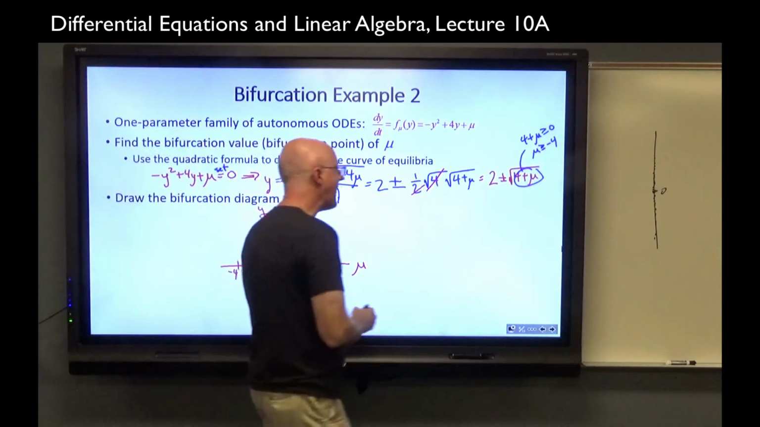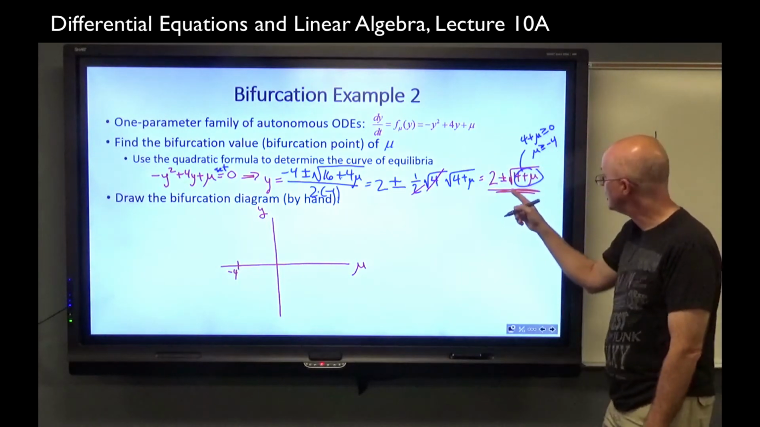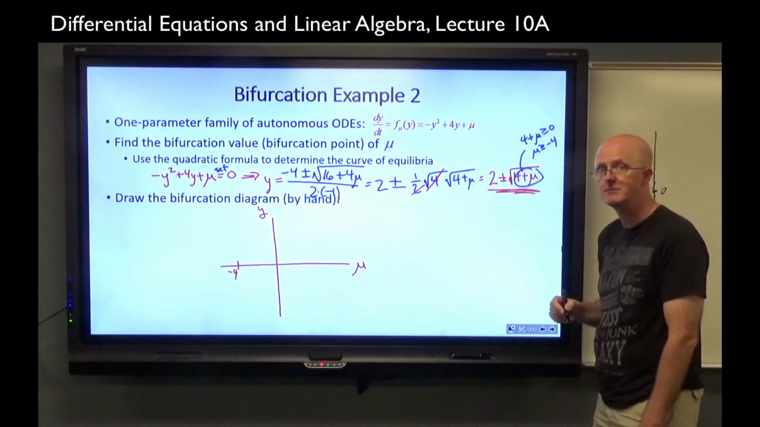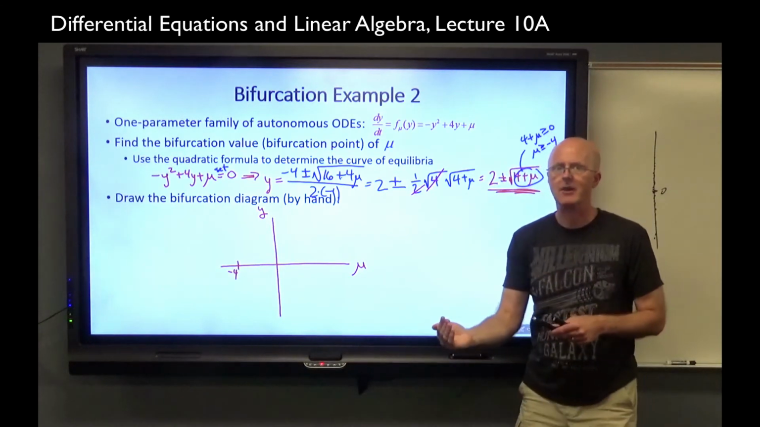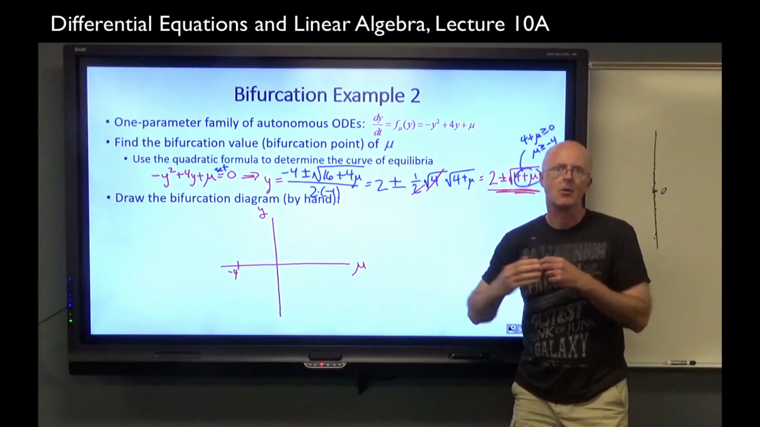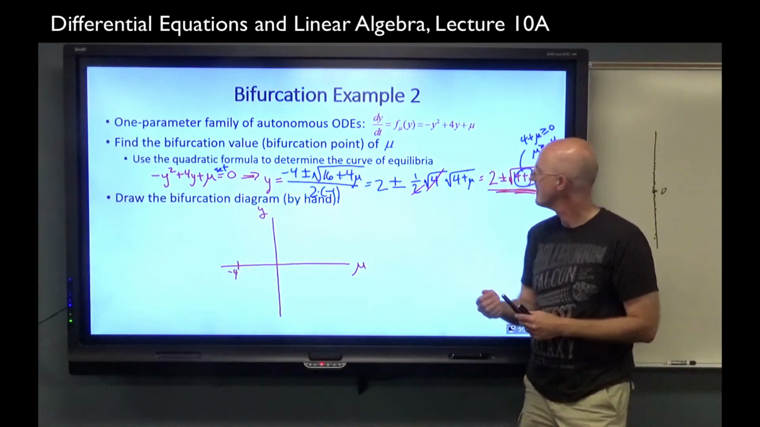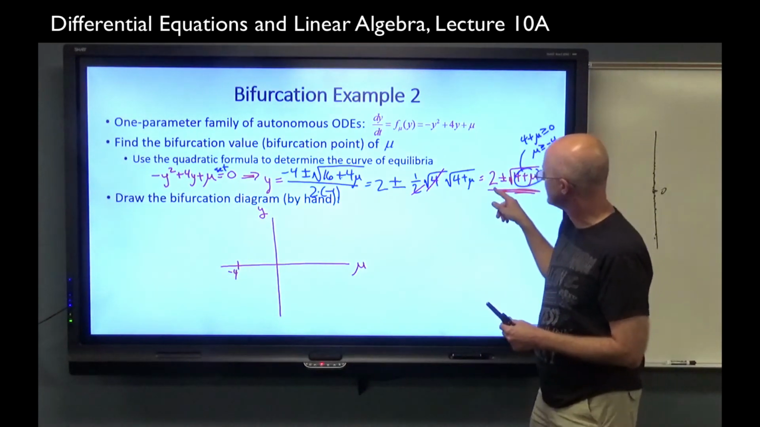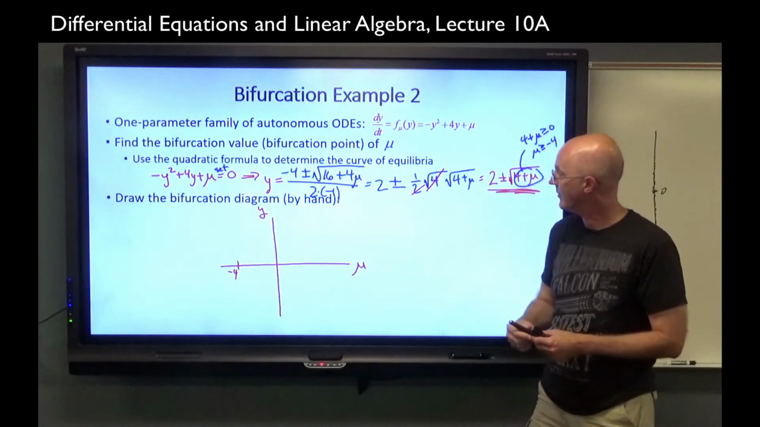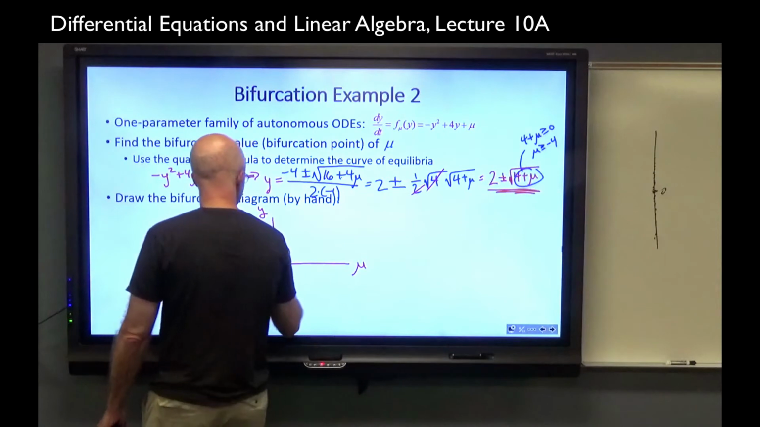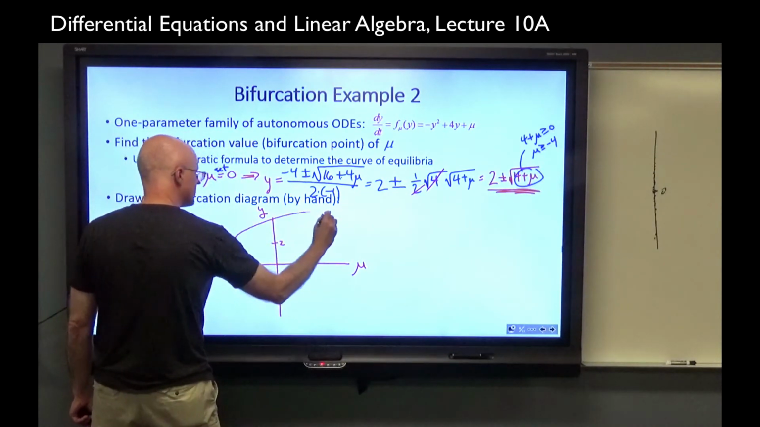To draw this diagram, I need to essentially draw the graphs of these two functions of mu. 2 plus or minus square root of 4 plus mu. 2 plus square root of 4 plus mu is going to be a graph that's a horizontal and vertical translation of the square root function. Vertically translated upward by 2 and horizontally translated to the left by -4. This is plus 2 here. The graph of that is going to look like this.